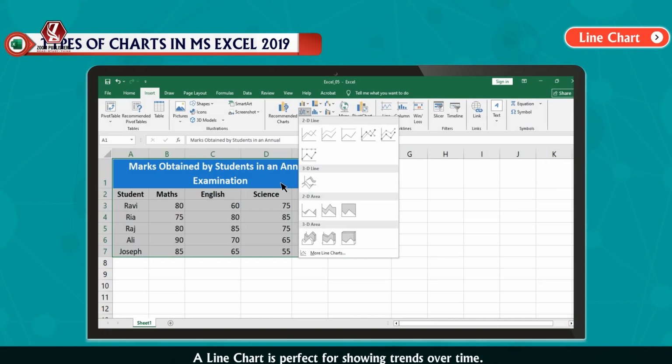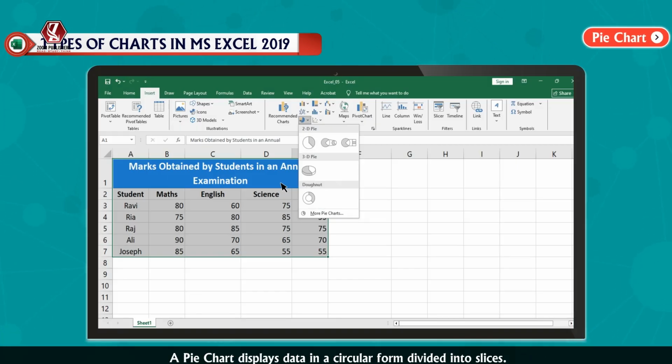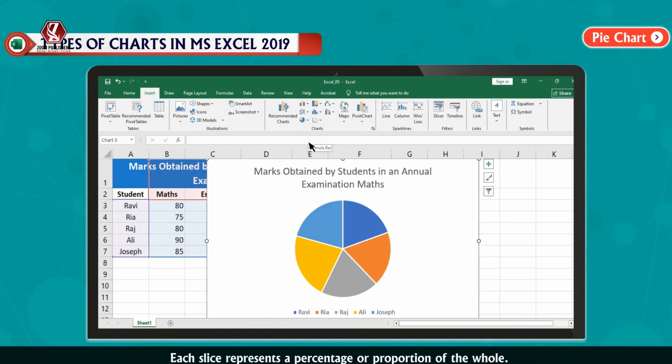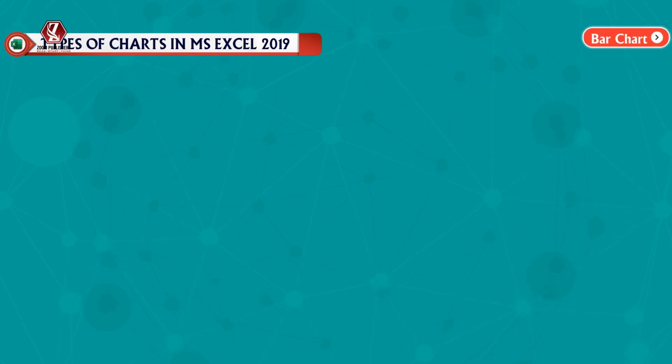Line chart. A line chart is perfect for showing trends over time. The x-axis represents time or categories, while the y-axis shows numerical values. Line charts are also useful for comparing trends across multiple data series. Pie chart. A pie chart displays data in a circular form divided into slices. Each slice represents a percentage or proportion of the whole. A pie chart can show only one data series at a time, making it ideal for showing how parts make up a complete set.